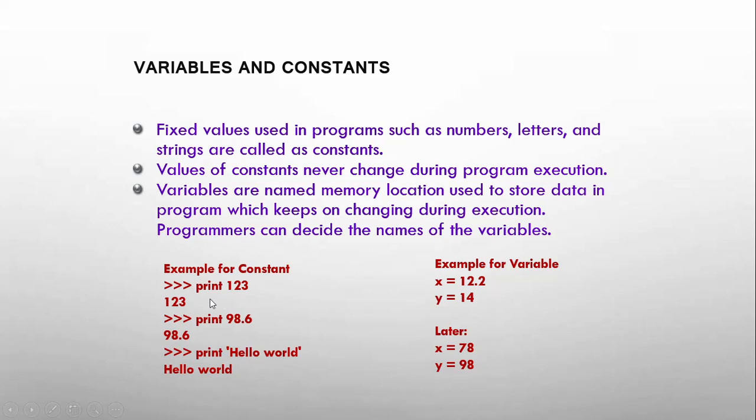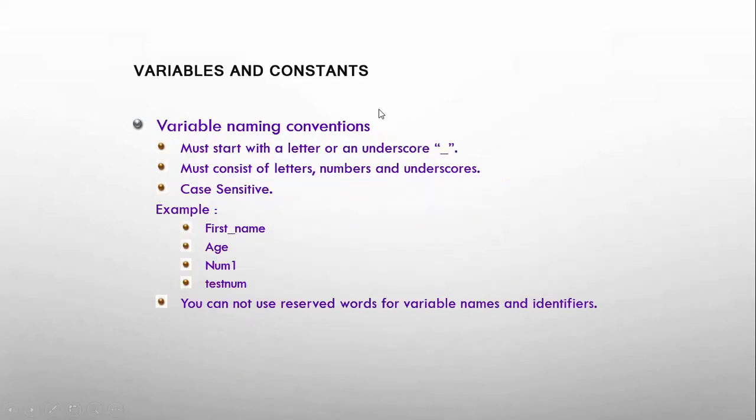As you can see here, examples of constants are print 123, print 98.6, print hello world. And examples of variables are x equals 12.2, y equals 40. Later on you can see x equals 78, y equals 98, right? So variables we can change as well.